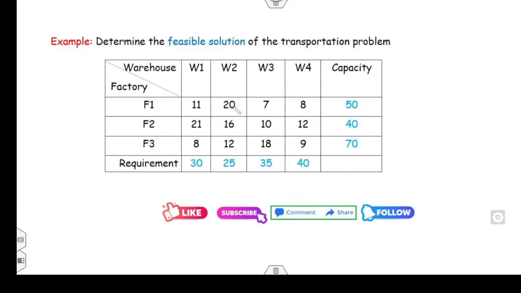Okay, look at another one. Calculate the feasible solution of the transportation problem. Here nothing is written whether minimization or maximization. It means this is minimization. So we will see whether they are balanced or not. 9 and 7 is 160. This is 60, 60, 30. It's 130. It's an unbalanced problem.